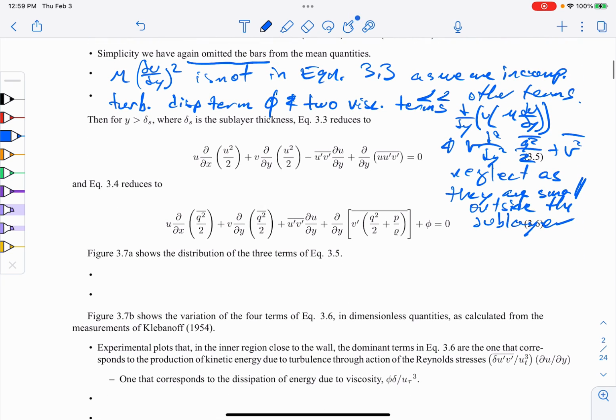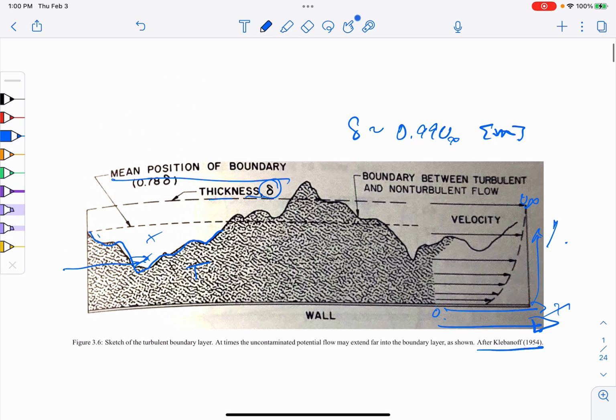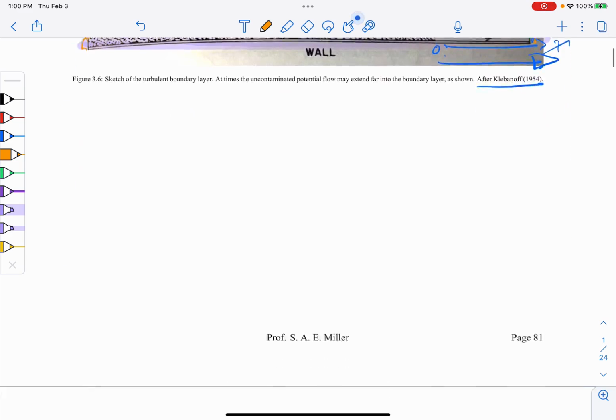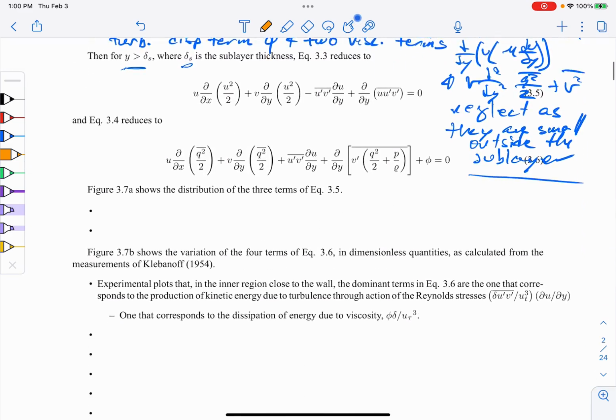So put it there. If I make this assumption that they're small outside the sublayer, then I'll have to restrict our cross-stream position to be outside the viscous sublayer. And here we'll just write delta sub s as the sublayer thickness. So if we go back here, this viscous sublayer is, I'll just highlight it, sort of this region here. Just highlighting. I should have done it in orange. This region here, very close to the wall. It could be 5% or less of the wall for a low-speed flow.